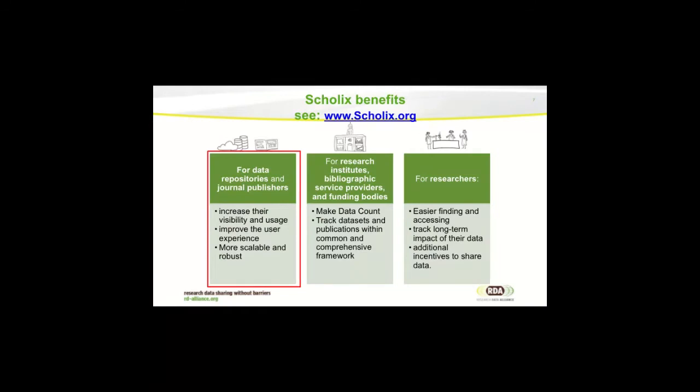I think at the top level, it would be good to talk about the benefits, and those are different for different sets of organizations. I'd say for data repositories and journal publishers, it helps to increase the visibility and usage of links between articles and data. That helps to improve the user experience, so helping anyone reading the paper be able to make links easily between the research and the underlying data. And the fact that the information is machine readable makes it more scalable and robust.